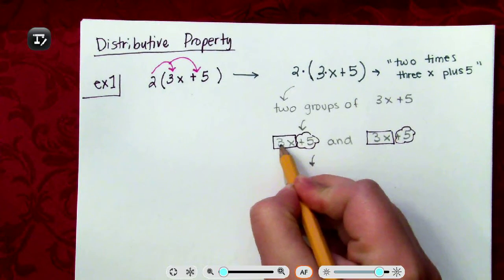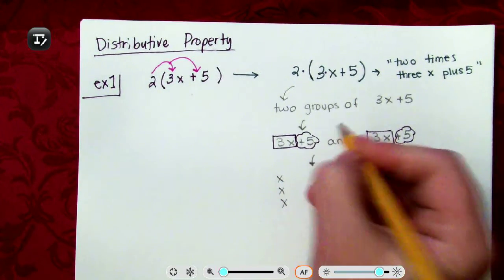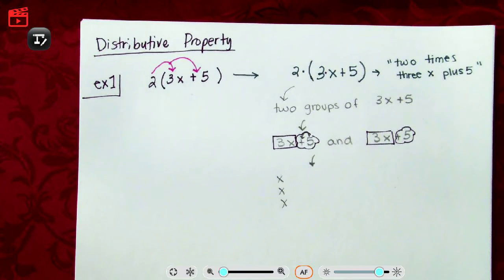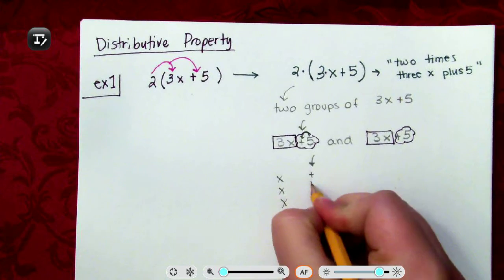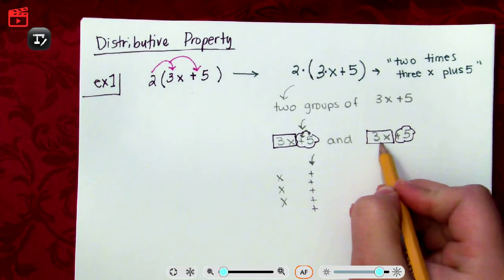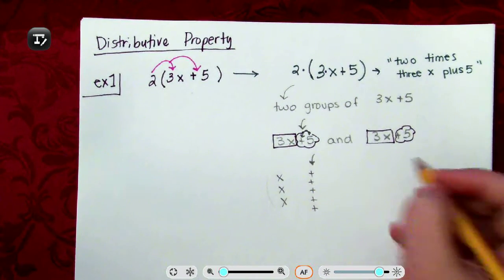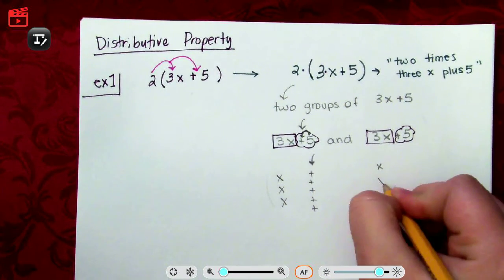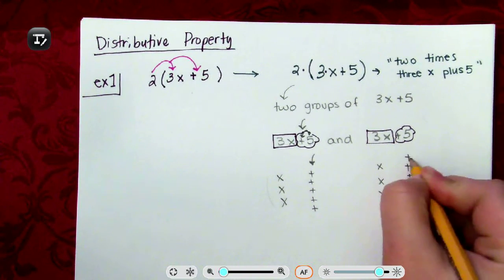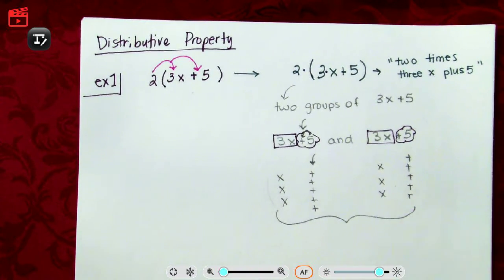3 x's, right? I have 3 x's: 1, 2, 3. I have 5 pluses. Again, it's the sign that's always in front of it. So 1, 2, 3, 4, 5. Again, we have the same thing twice. I'm going to copy and paste this here. So I have 3 x's and I have 5 pluses: 1, 2, 3, 4, 5. There you go. And then you're going to combine like terms.